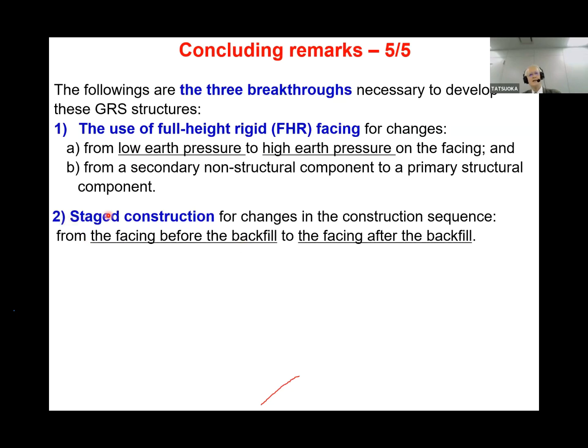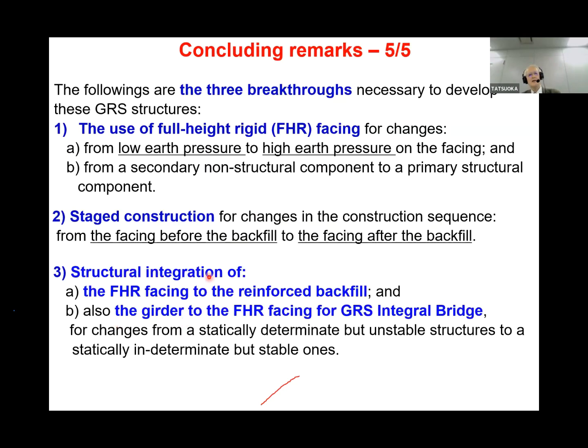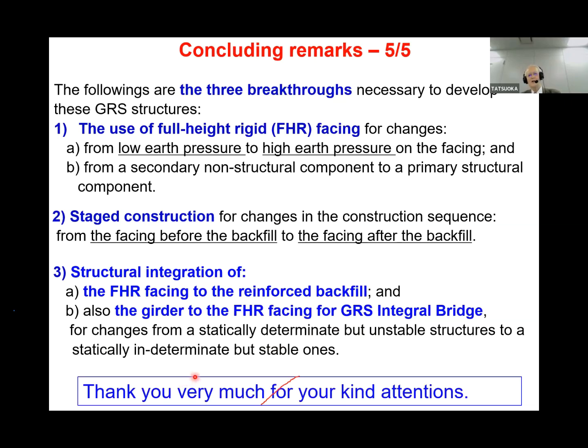Second breakthrough is stage construction, with a change in construction sequence from facing before backfill to facing after backfill. That is, the facing is constructed after the construction of the backfill. Third is structural integration of the full-height facing to the reinforced backfill, and also of the girder to the full-height rigid facing for GRS integral bridge. This is a change from statically determinate but unstable structures to statically indeterminate but stable ones. So thank you very much for your kind attention.